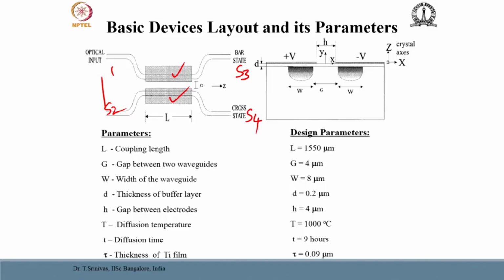So, I am showing you a few parameters of fabricating this device. Typically, the lengths are of the order of a few millimeters, and the waveguide widths are of the order of a few microns, and the spacing also of the order of a few microns, 4 microns typically. And we process this by diffusing titanium into the lithium niobate at 1000 degrees centigrade for about 9 hours. So, the typical thickness of the titanium film is also of the order of a few angstroms. So, this is another example of an integrated optical device.